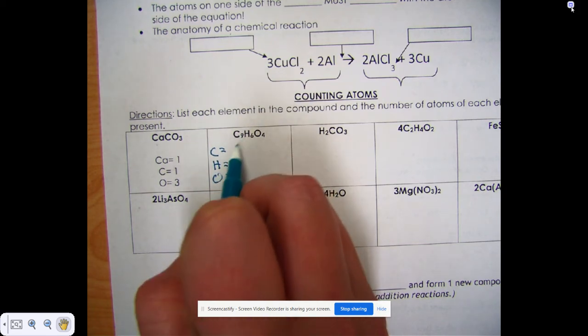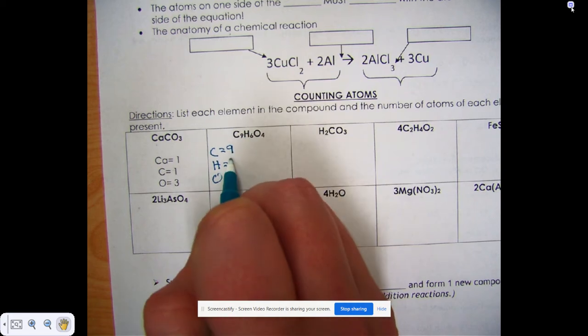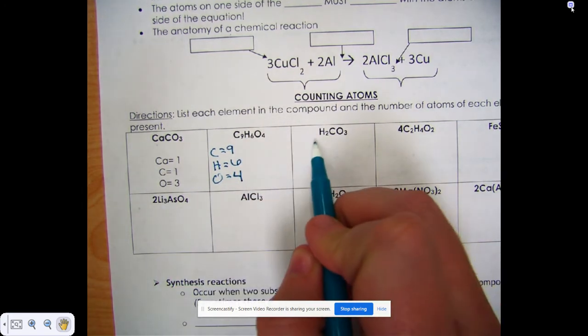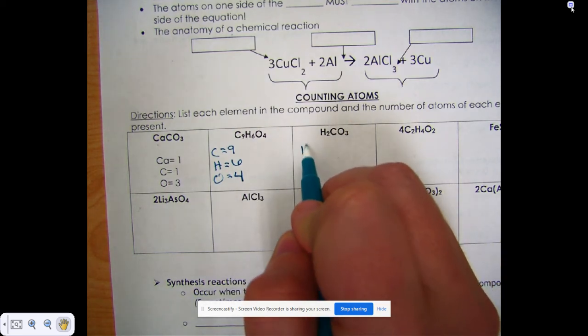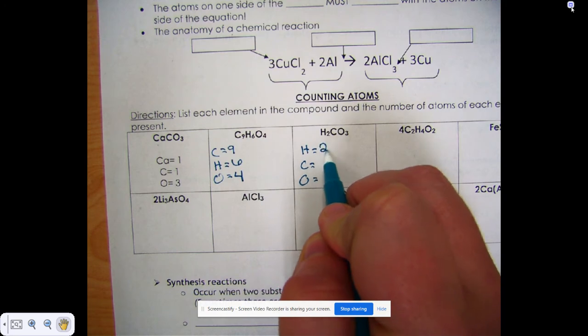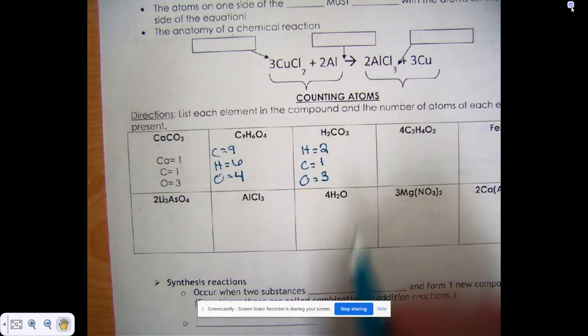There are 9 carbons because there's a subscript of 9. There are 6 hydrogens, and there are 4 oxygens. Okay, this one doesn't have a coefficient. I'm going to list everything first. There are 2 hydrogens, 1 carbon, 3 oxygens.